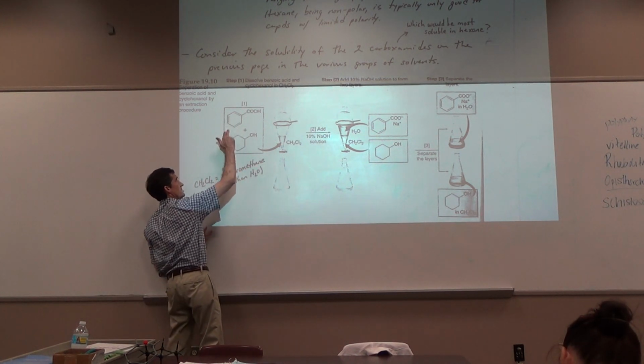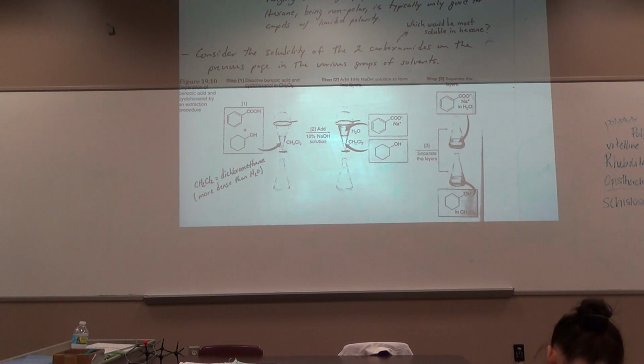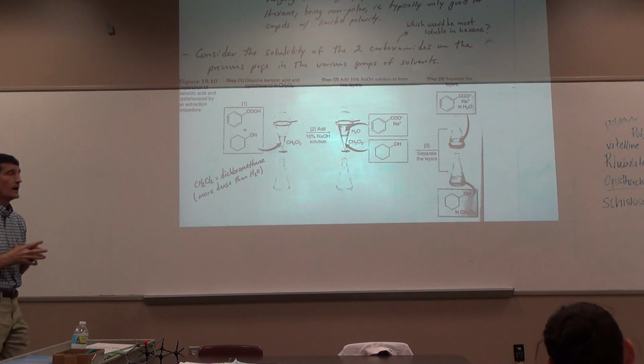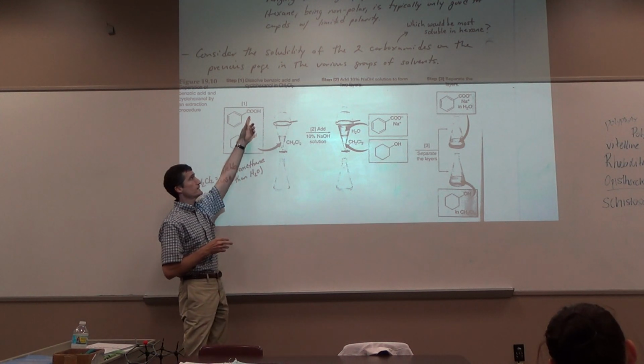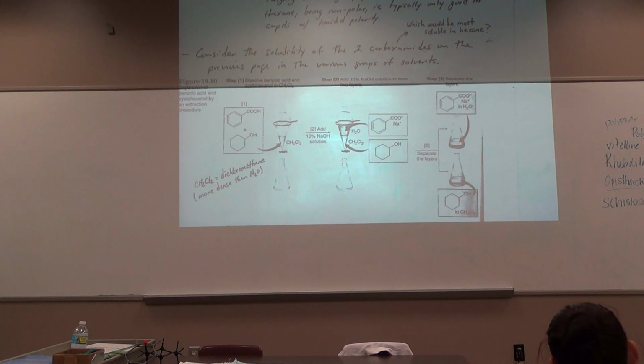Basically, one of these can be converted to an ion. If we can convert one of them to an ion, it will go into the water layer, and the other one will stay in the organic. How do you convert things to ions? Acid-base chemistry. Is either one of these compounds in the box acidic or basic? Yes. Okay, I see a carboxylic acid. That's acidic. That's called an acid. Alcohol is not.